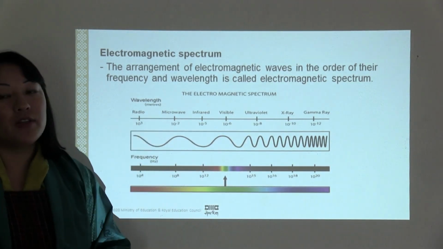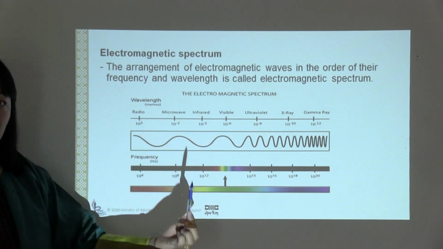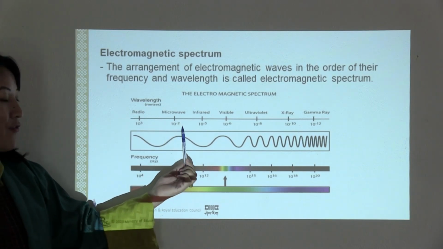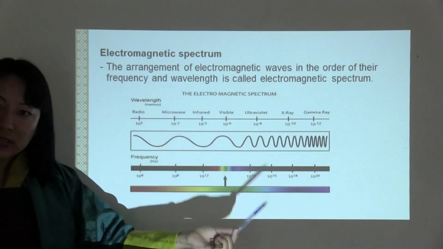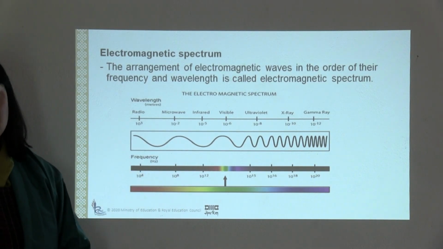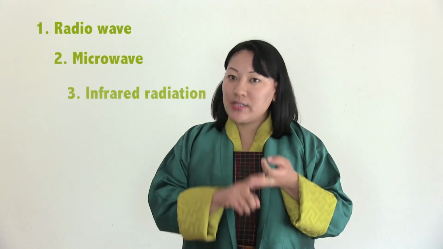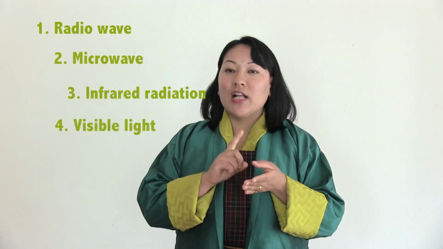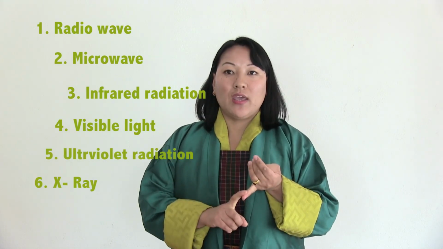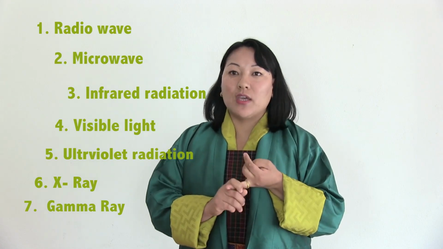And one very important thing is that frequency and energy are directly proportional. The wave with more frequency will have more energy, and the wave with less frequency will have less energy. You all have seen that there are 7 electromagnetic waves in the electromagnetic spectrum. We have radio wave, microwave, infrared radiation, visible light, ultraviolet radiation, X-ray, and finally the gamma rays. Now let's learn about these waves individually.